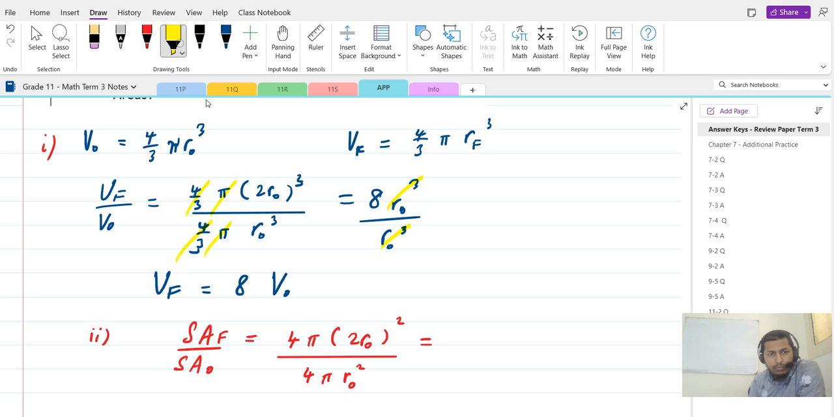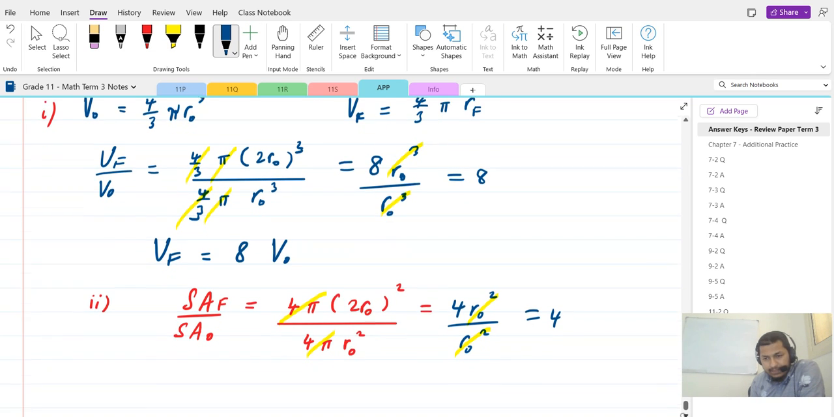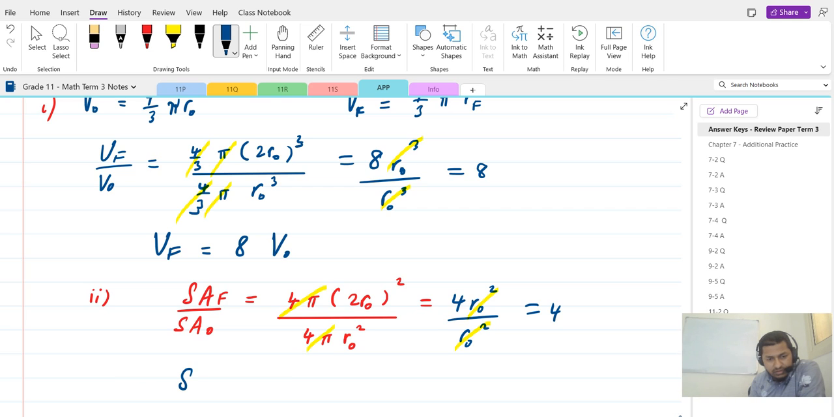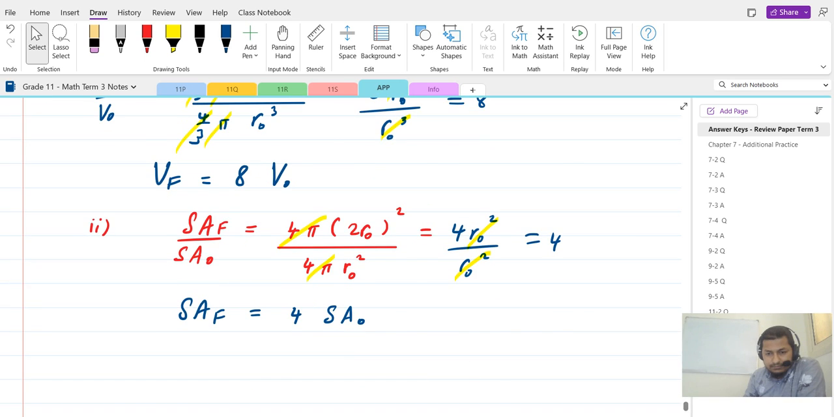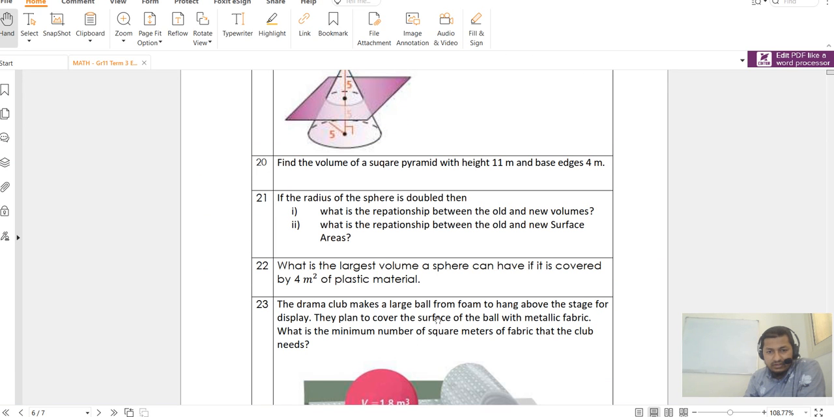So we can see the 4 pi and the 4 pi cancel out. We have 4 R naught squared over R naught squared. You can see those cancel out. So my final answer is 4. So the final surface area is 4 times more than the old surface area. Okay, so it's just a matter of finding ratios.